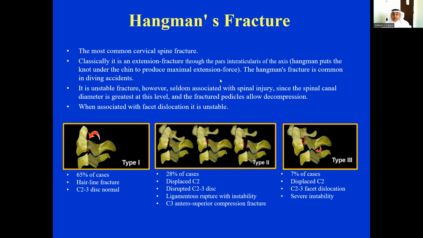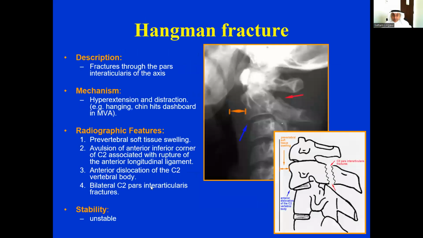The name hangman comes from the procedure in hanging criminals, where the rope is wrapped around the neck and the knot is being placed under the chin to maximize the extension force during the hanging procedure.